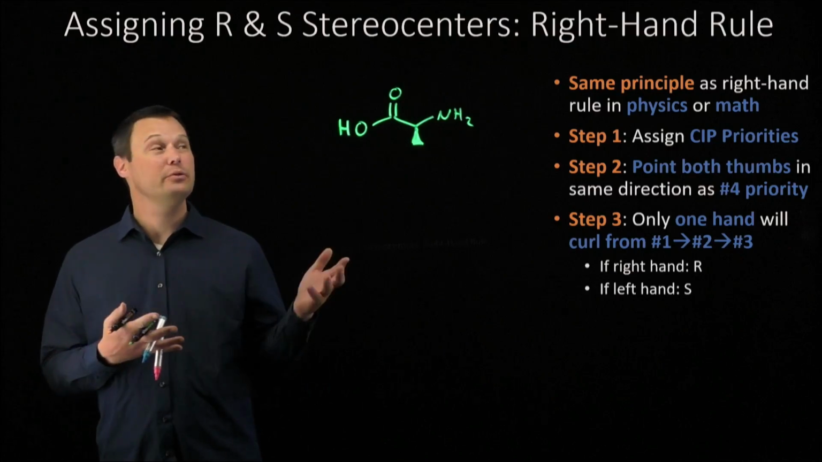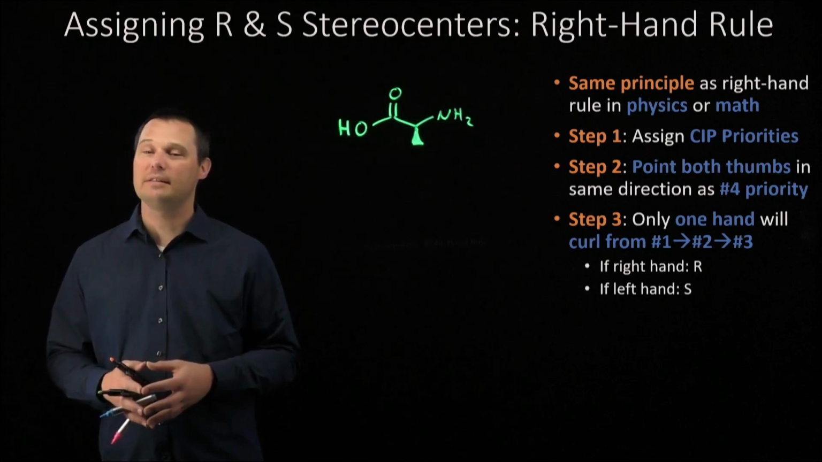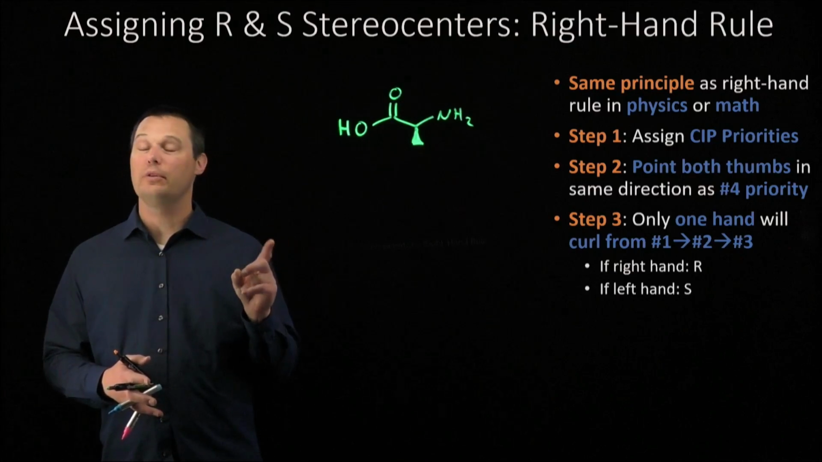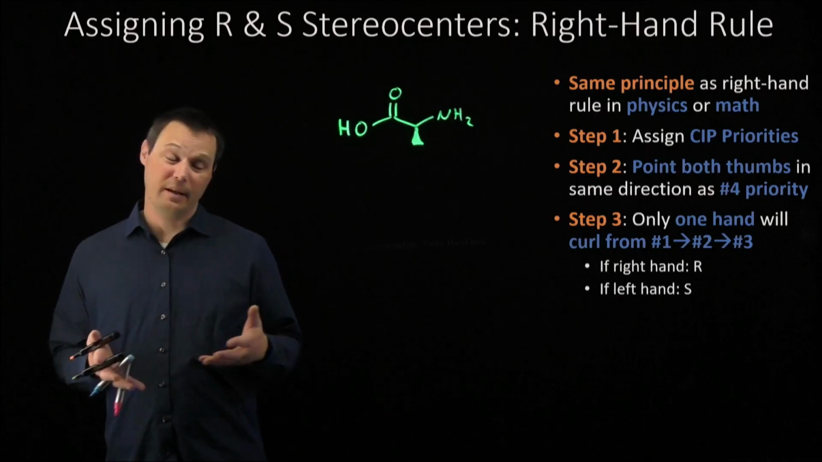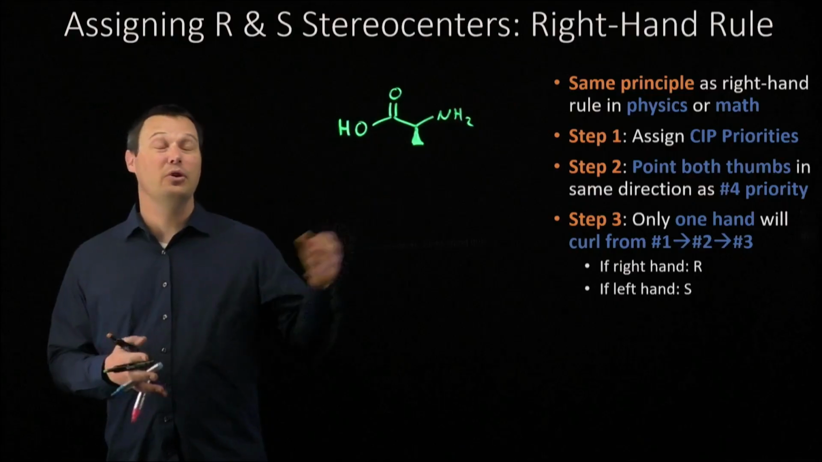Today, I'm going to introduce you to the right-hand rule for assigning R/S stereochemistry labels. This is the rule the pros use. This is the rule I use when I assign R/S stereocenters. And if you've taken a physics or a math class, this will flow quite naturally.